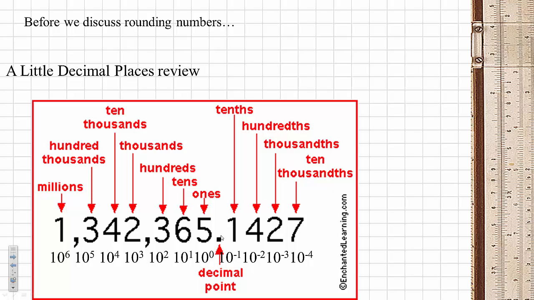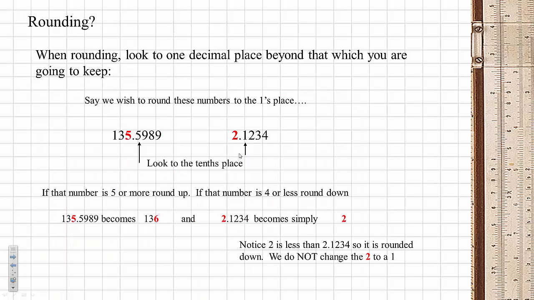As I start talking about rounding, I'll be referring to the decimal places by these names: tenths, hundredths, thousandths, and so forth. When we round, we look to one decimal place beyond the place that we're going to keep. So say we want to round these to the ones place. Here the 5 is in the ones place. We look to the next digit. Here the 2 is in the ones place.